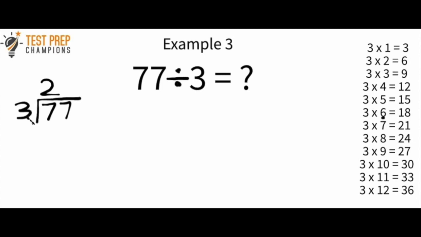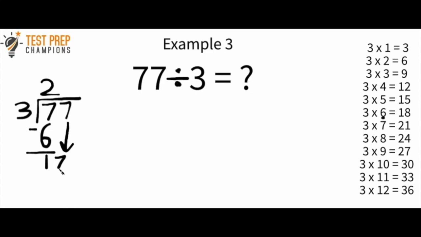Now I have to do 3 times 2, which we just said was 6. And I draw that 6 down here directly below the first 7. I'm not going to worry about this 7 yet. I'm just focusing on the 7 minus 6 for now. And 7 minus 6 is what? It's 1. Now that I've got that out of the way, I'm going to take this 7 and pull it down so I have 17.